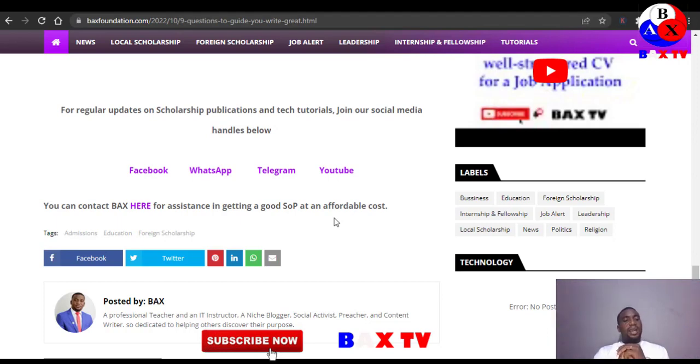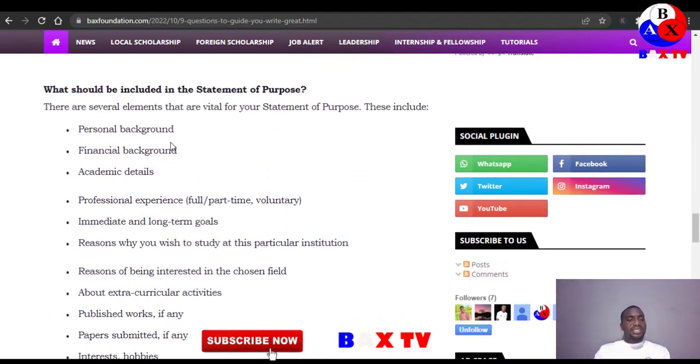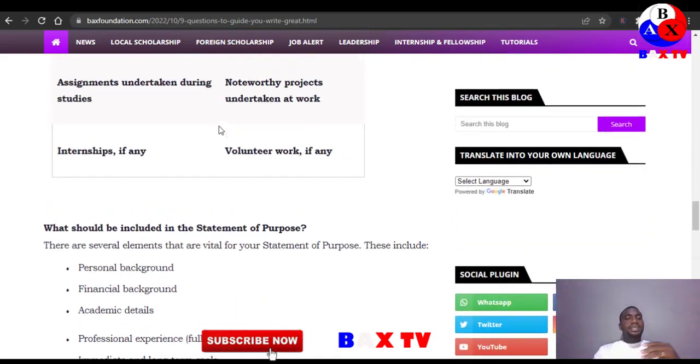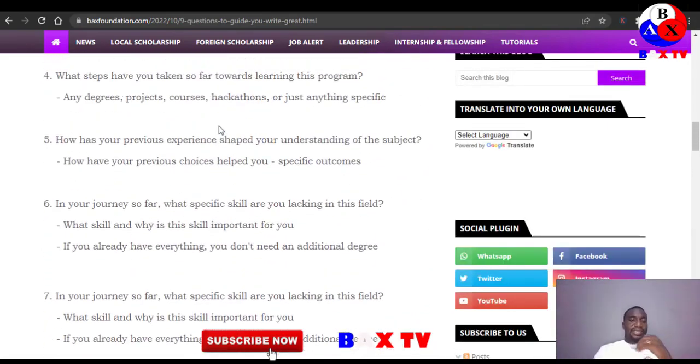So in today's lesson, we've been able to look at the 9 questions that will guide you in writing a good statement of purpose, and also I've taken you through the site, which has other details on what other components to be included in a statement of purpose. We looked at them, and also the do's, and also the questions.